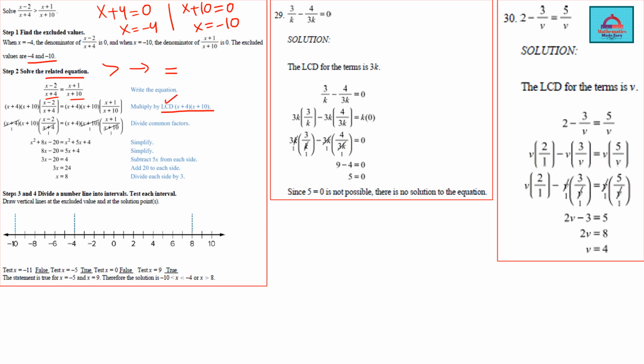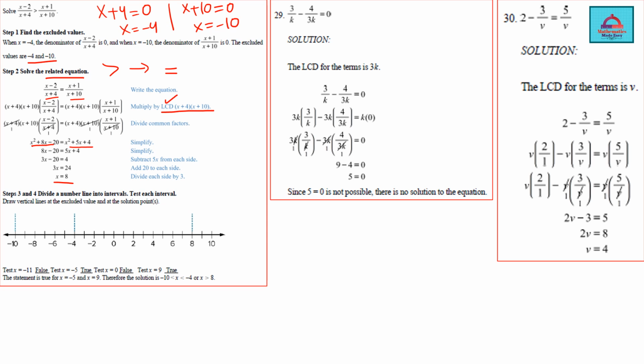You multiply both sides with that and then cancel the common factor. So x plus 4 and x plus 4 are going to cancel on the left, and x plus 10 and x plus 10 are going to cancel on the right. Similarly, you get a quadratic expression on the left and a quadratic expression on the right. Collect the like terms, simplify, cancel if anything is there, and then solve for x. So here x comes out to be 8.